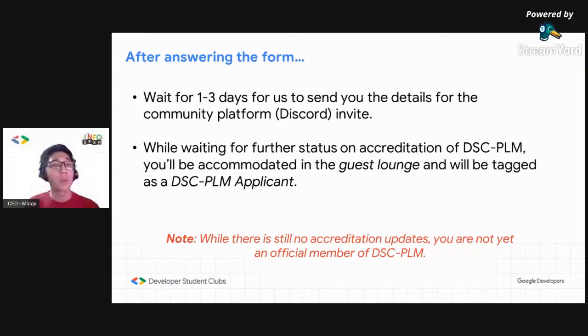However, we are not yet really allowed to operate in terms of doing activities like events or holding some of them because of our accreditation status. So while the accreditation status is not yet released, all of you are considered applicants. But rest assured that all of you will be accommodated, and you will be informed once we have got our confirmation from OSDS.